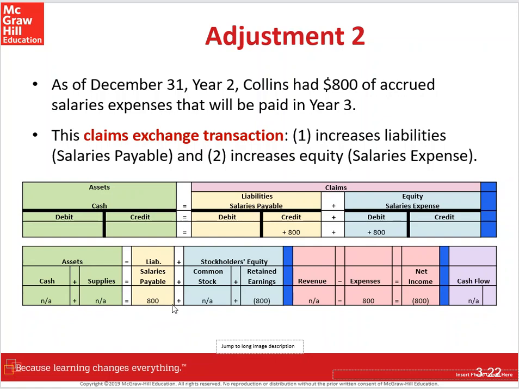In accounting equation format, we see our liability increasing by $800, salaries payable, and our retained earnings is going to go down by $800 because we are incurring that expense.